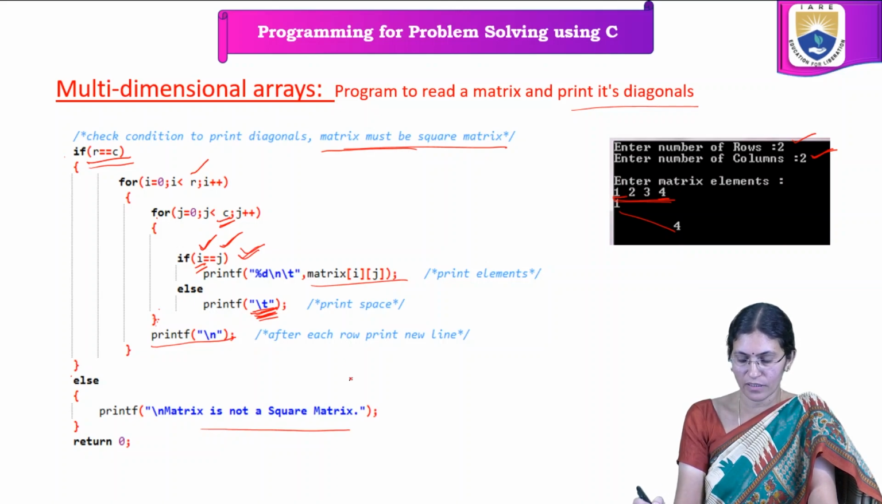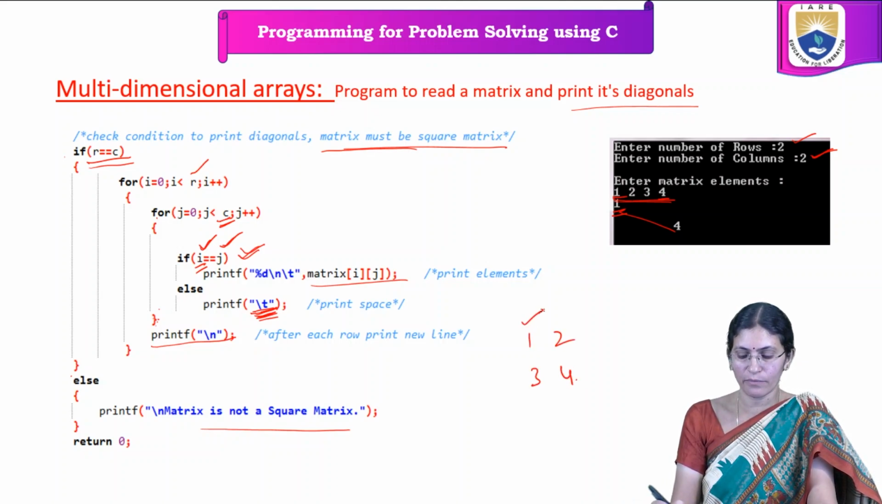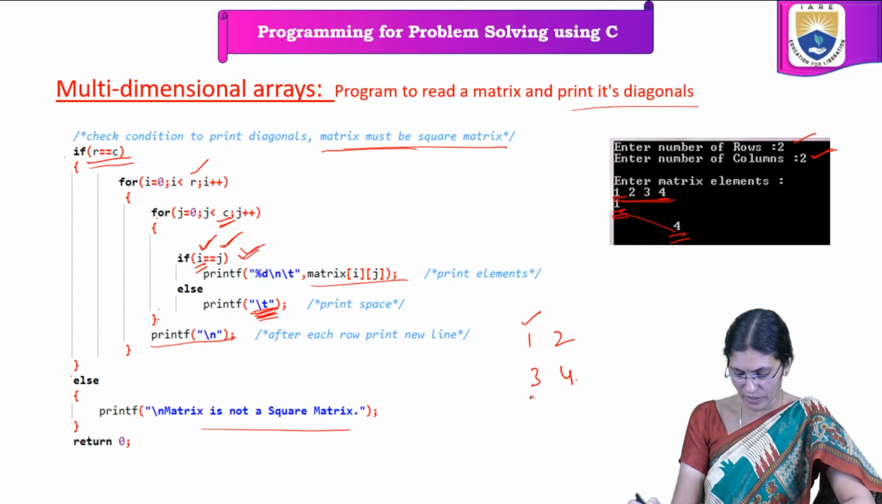So the output of this program is, this is a program. First diagonal element: 1, 2, 3 and 4. So diagonal elements are 1 and 4. So 1 and 4 are printed. So 2 and 3 are not diagonal elements, so they are not printed.